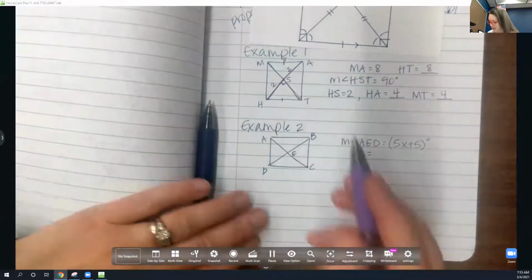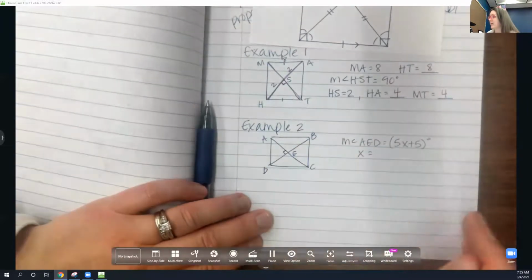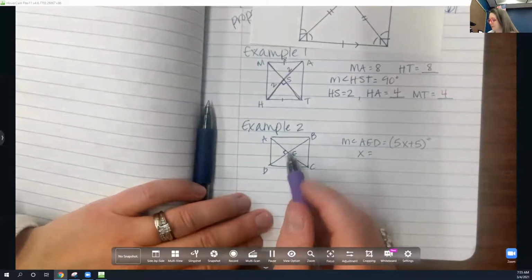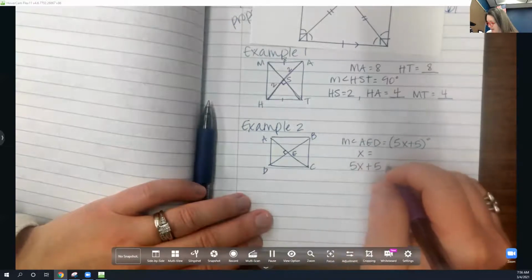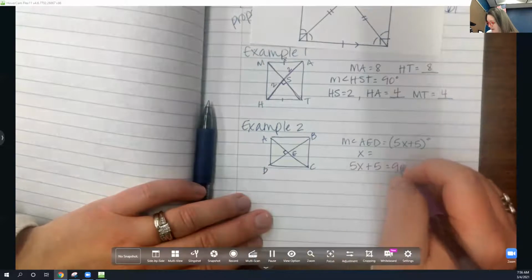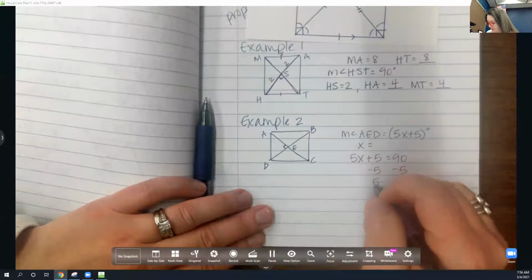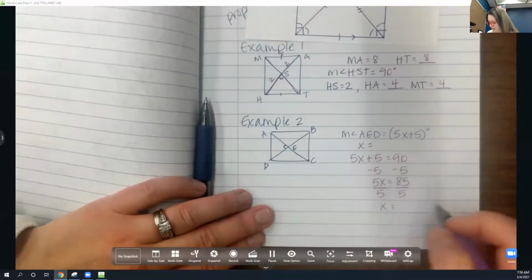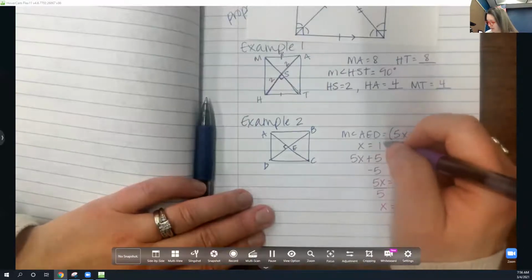So let's see, AED is this angle here. And I know that those angles from my diagonals form a 90-degree angle. So what do I know about AED? I know that it equals 90 degrees. So I'm going to say 5x plus 5 equals 90 degrees. And then I'm just going to go about solving, right? Subtract your 5. So 5x equals 85. Divide by 5 here. Then x equals 17.